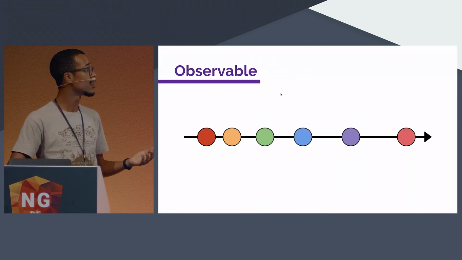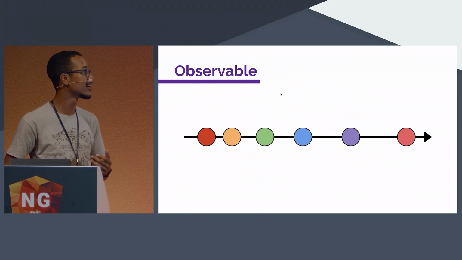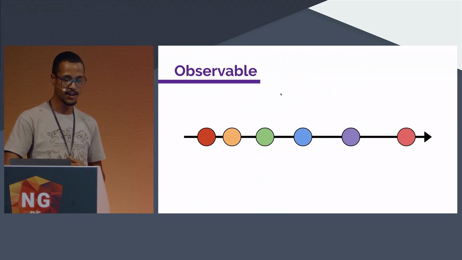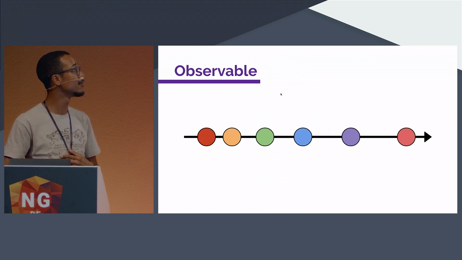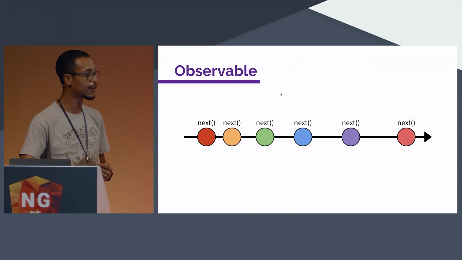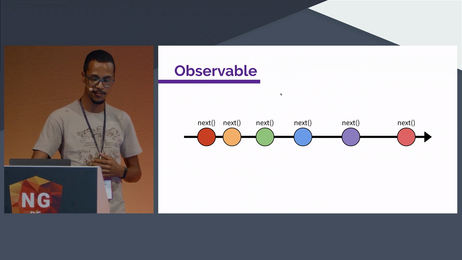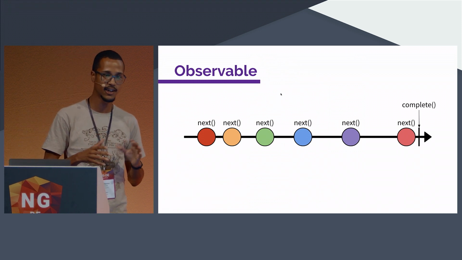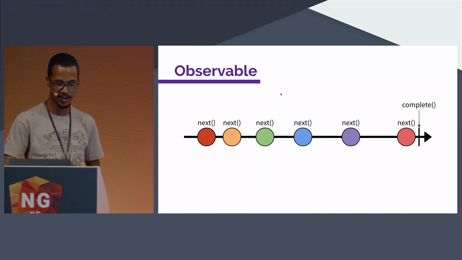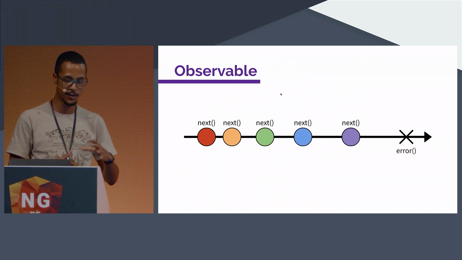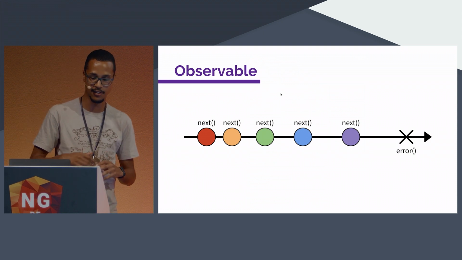As we know, RxJS has observables as its stream data type. And observables can emit three types of notifications. Next, called when there is a new updated value. Complete, when no more data will be pushed down the stream. And error, when an error occurs while processing data, which also indicates that no more data will be pushed down the stream.